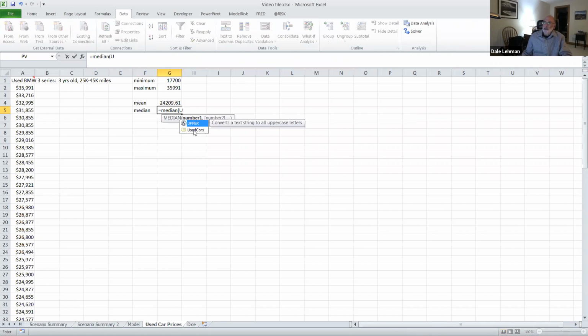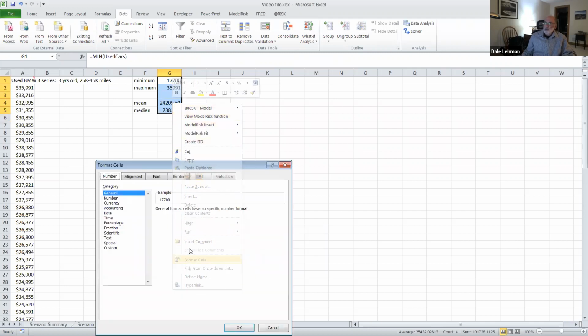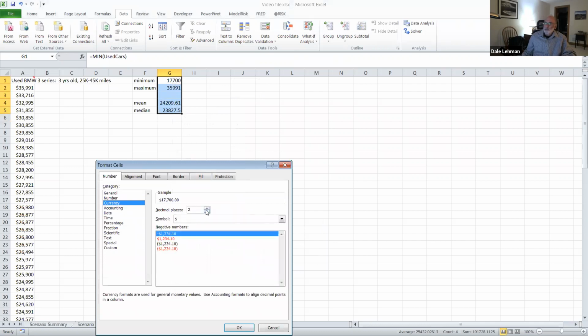More typical of where the data is. For skewed distributions, the median, the 50% point of the data, is usually more meaningful than the mean. So instead of 24,210, that's 23,828 or so. Let's just go ahead and format those in dollars.